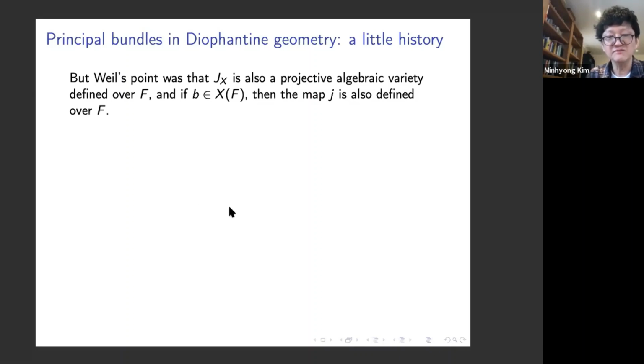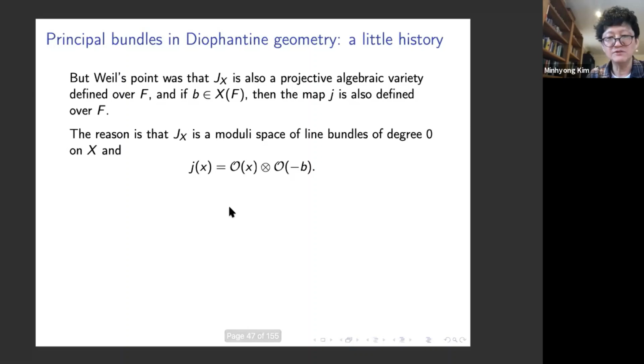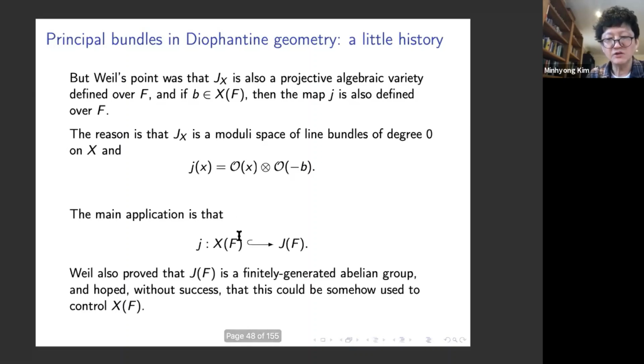Why did he do that? It's because this way, not only do you have a geometric embedding, you have an embedding of points. Oh, sorry, I forgot to say. One way to think about why everything is defined over F is, of course, because this Jacobian is a moduli space of line bundles or principal GL1 bundles. That's the reason that you have this descent to this well-behaved field of definition.